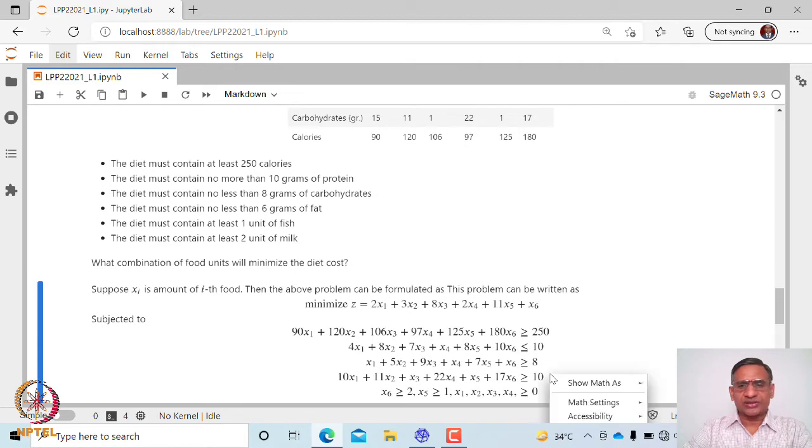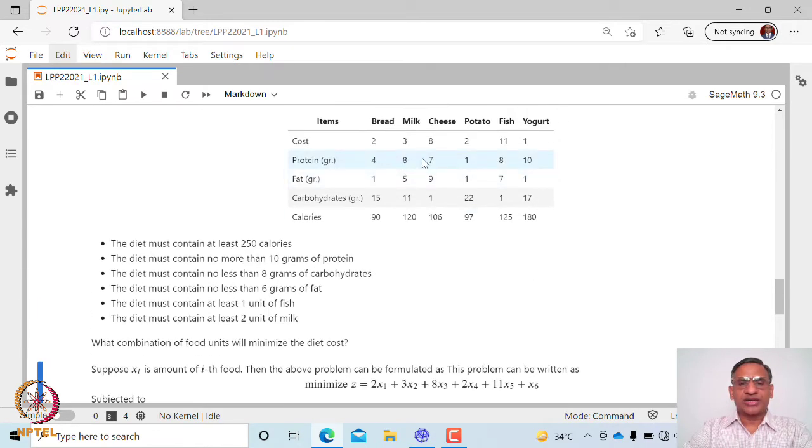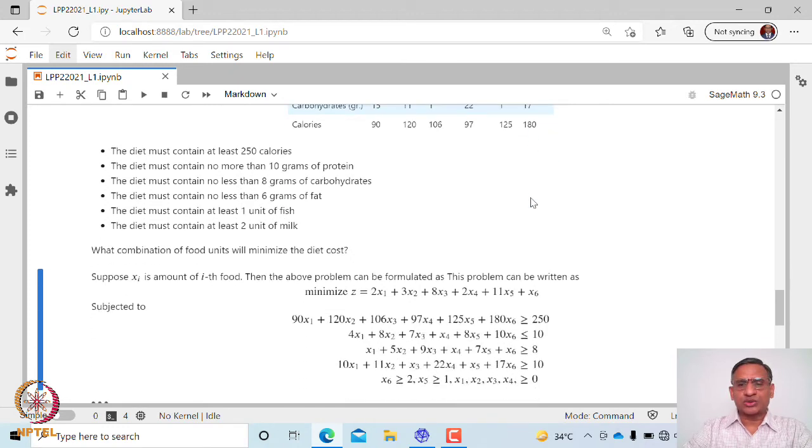Similarly, the second constraint is for the requirement of protein, which says that it should be no more than 10 grams of protein. The protein requirement is going to come from the second row. So it will be 4x1 plus 8x2 plus 7x3 plus x4 plus 8x5 plus 10x6, and that should be less than or equal to 10.